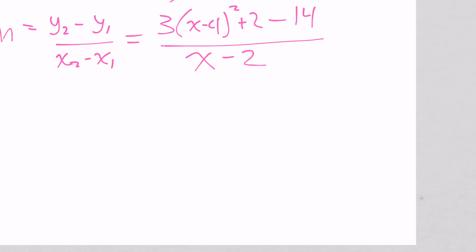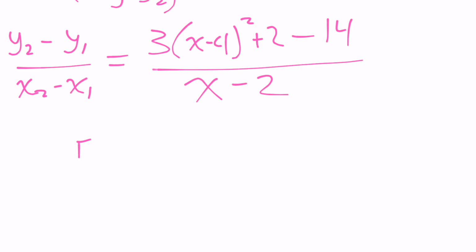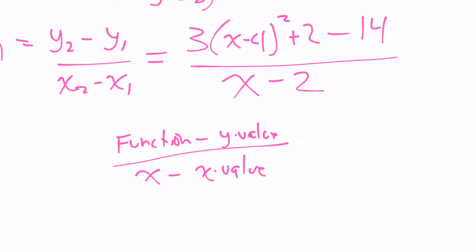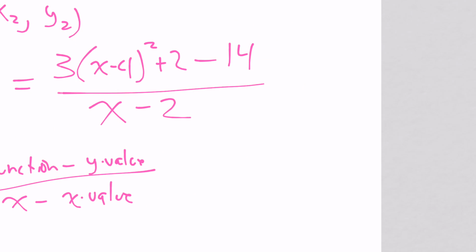Okay? So think about what this expression is. It is function minus y value divided by x minus x value. Okay? That's always how you're going to be able to find the slope generally from any x value on your graph to a fixed point on your graph. Okay? Well, what now? Now let's simplify things.